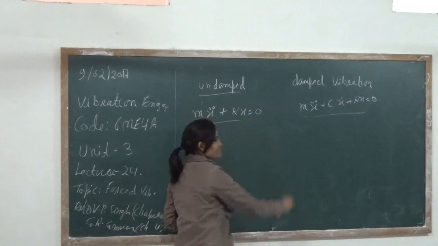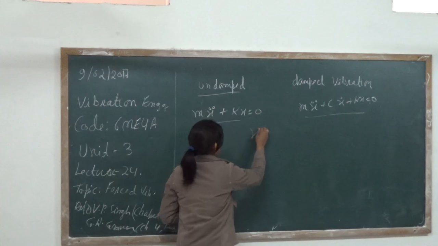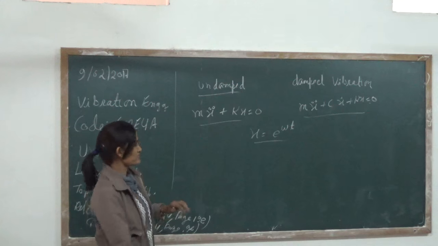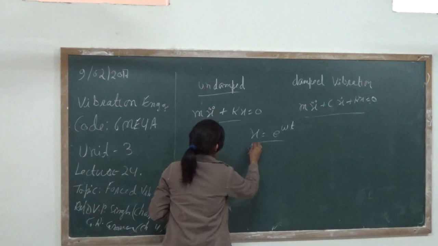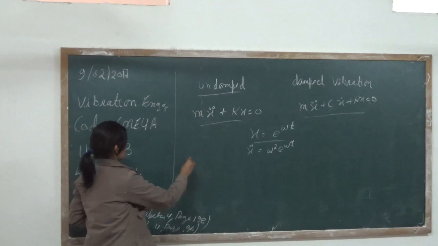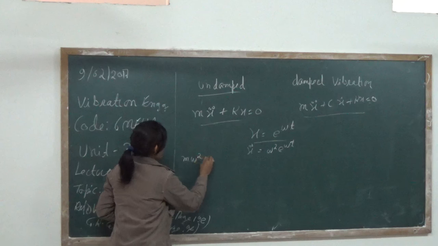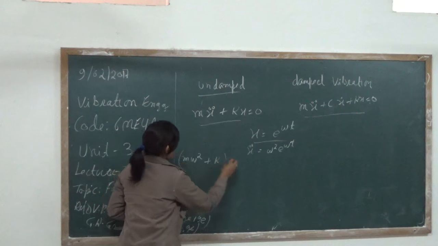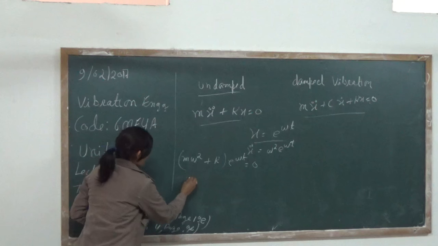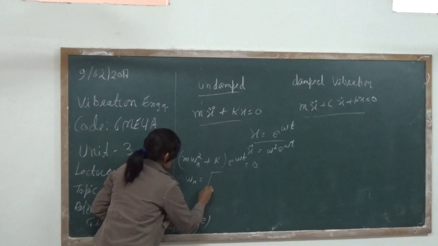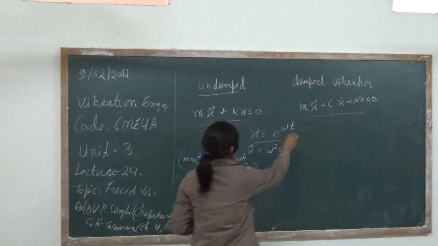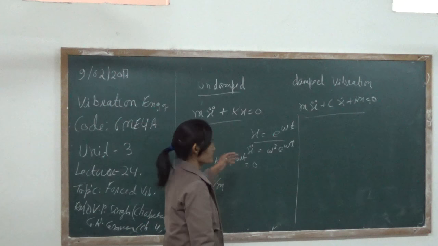If the motion is simple harmonic, we know that x is equal to e to the power omega t, which represents simple harmonic motion. Then the double derivative of x is omega square e to the power omega t. Then this equation becomes minus m omega square plus k into e to the power omega t equals 0, and you can determine the natural frequency omega n, which will be root of k by m.